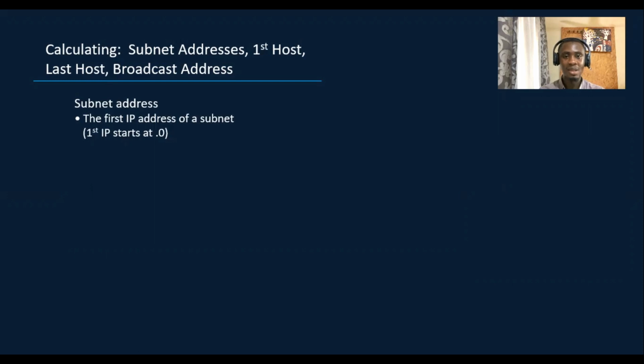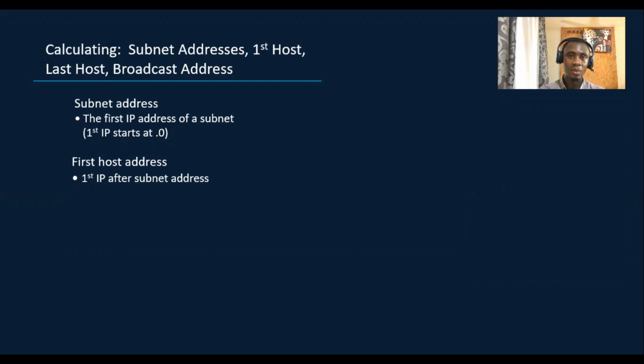So if you have maybe a subnet size of 16, the first will always start at 0, the second one will start at 16, and then it becomes a multiple. So we'll use the example and you will probably understand it better. But the next thing we'll look at is the first host address. So that's the first IP after a subnet address.